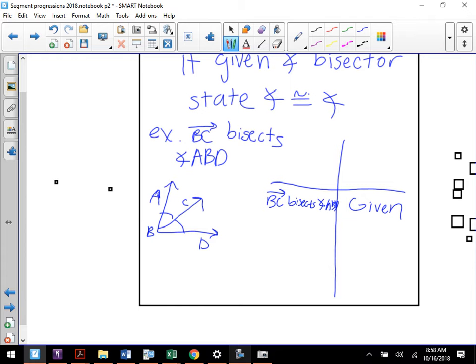Huh? In what? This? Yeah, that says AB. Yeah, it got a little squished. It just is rewriting that given statement there.